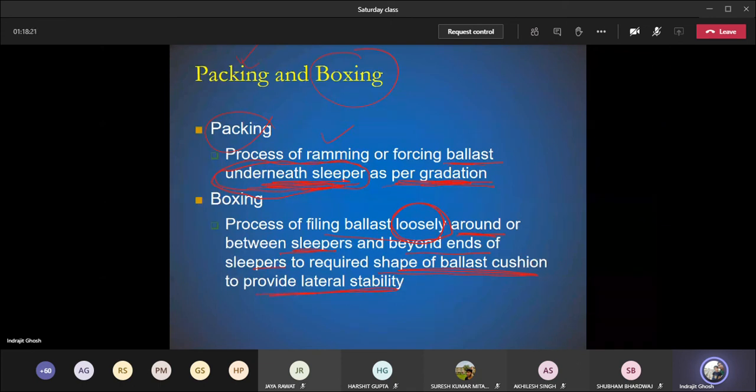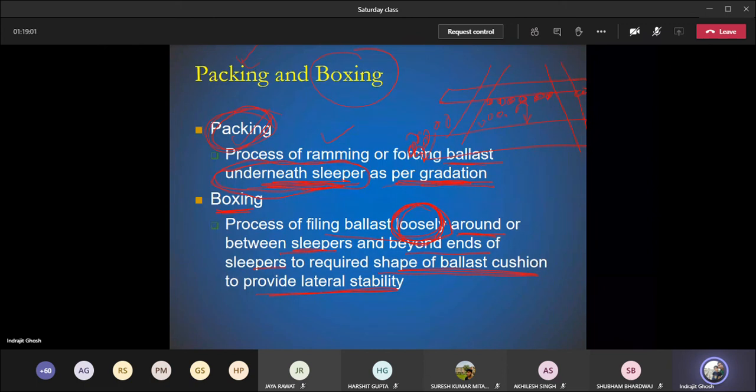So it is really long, but you can understand that these are the two rails. There are slippers. So we have talked about the ballast which will be coming under the slipper. That is going to come under packing. Now boxing is loosely filling around or between slippers, at the side of the slipper, in between the slippers and beyond the end of the slipper, and those are done loosely. So this process is known as boxing.